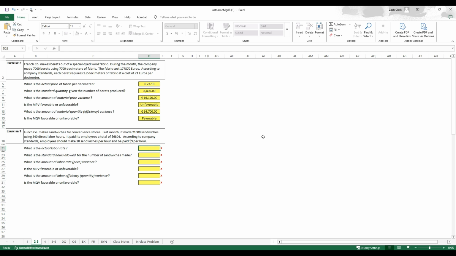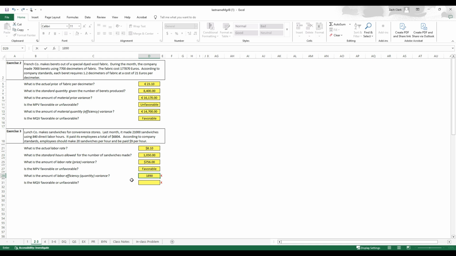Okay, what is the actual labor rate? So we went through and we analyzed, right, and we came up with an $8.10 labor rate. What is the standard hours allowed for the number of sandwiches made? So it would have been 1,050 hours. What is the amount of labor rate price variance? That was the 756. And again, remember we said that was favorable.